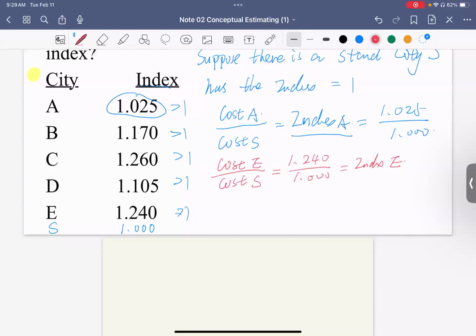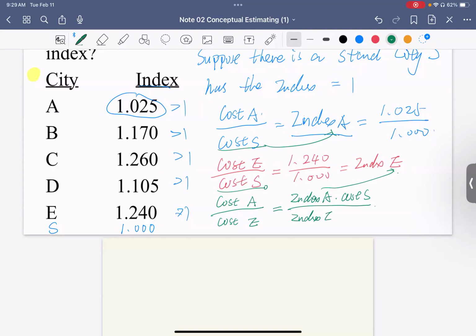So since we know that, can we try to do something like cost A divided by cost E? A divided by the cost in the city E, that will be what? That will be the index A times cost S, divided by index E times cost S. Remove those two and you will get index A divided by index E. Does that make sense to you? Or any question here?